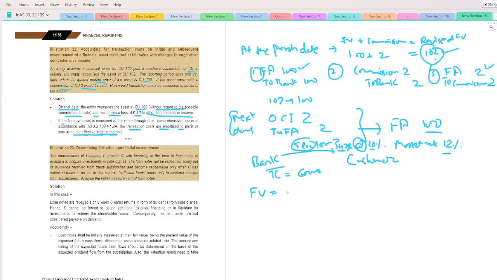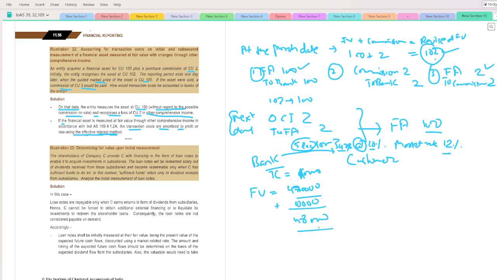So suppose it is coming 4 lakh 70,000. Okay, and just taking this transaction cost as 10,000 only. Then you need to add the transaction cost here because for the bank it's a financial asset. So it is coming 4 lakh 80,000.